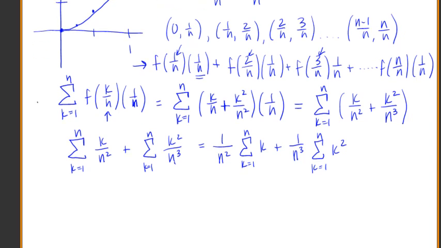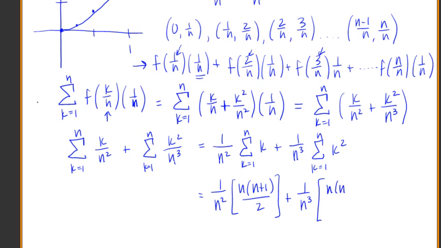Okay, using our special formulas, we know that this is going to be 1 over n squared, and the summation from 1 to n of k, they tell us it's going to be n times n plus 1 over 2. And then the summation from k equals 1 to n of k squared, they tell us that's going to be n times n plus 1 times 2n plus 1 all over 6.